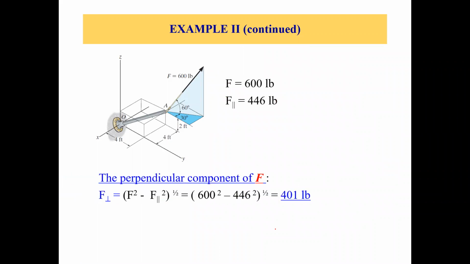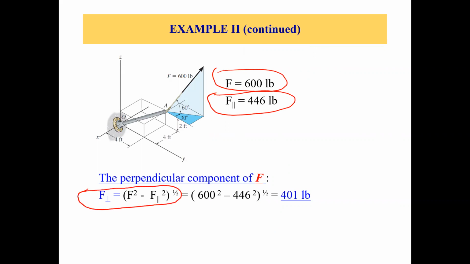Now you have this force F, which is 600 pounds, and the F parallel, which is 446 pounds. So you can use this equation to find the perpendicular component, right? F perpendicular equals the square root of F squared minus F parallel squared. So the square root of 600 squared minus 446 squared will give us 401 pounds. So this is how we get the parallel and perpendicular components of a force along a specified line.